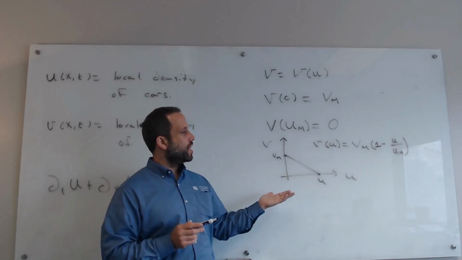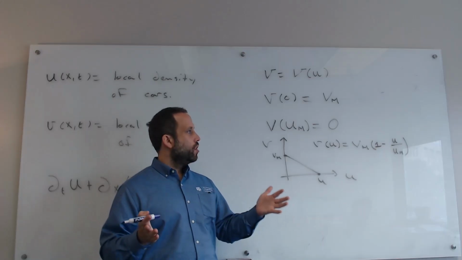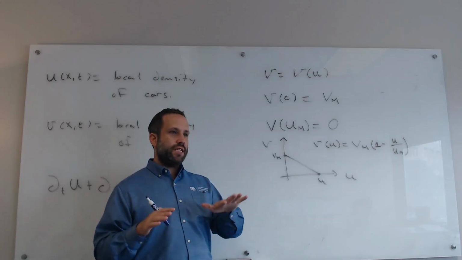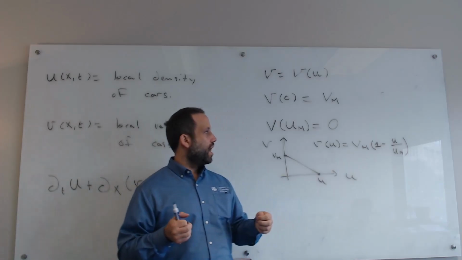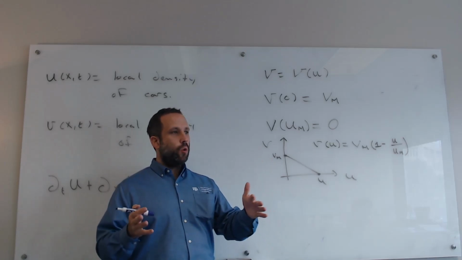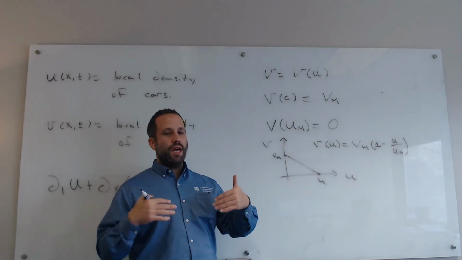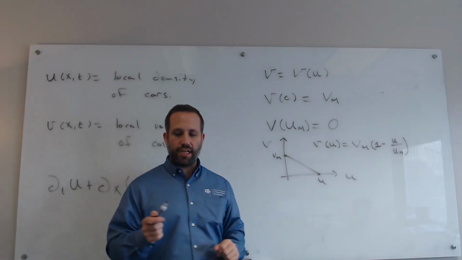So what we're going to do, instead of measuring density in terms of absolute density, we're going to measure density as a percentage of the maximum density. And similarly, instead of measuring velocity in terms of the actual velocity of the cars, we're going to measure the velocity as a percentage of the maximum velocity.